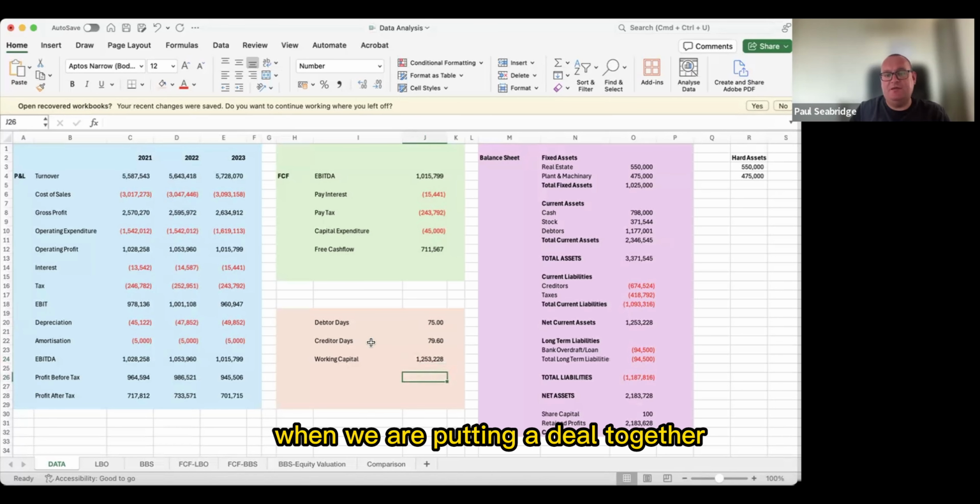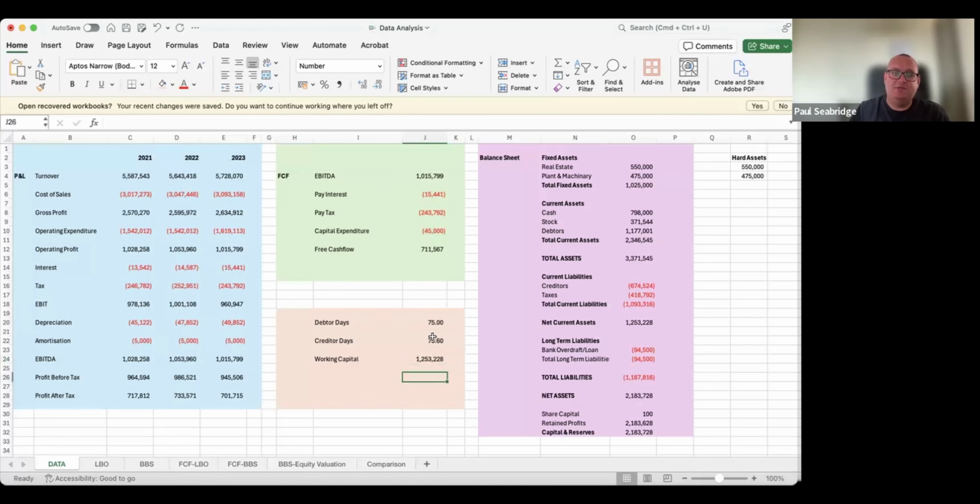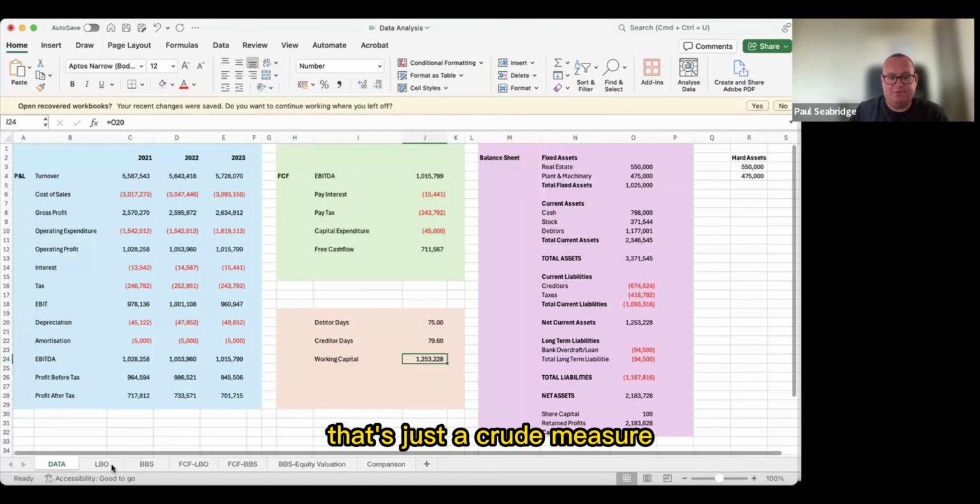When we are putting a deal together, we would always look at that in a lot more detail, but just from a very basic deal structuring point of view, that's just a crude measure.